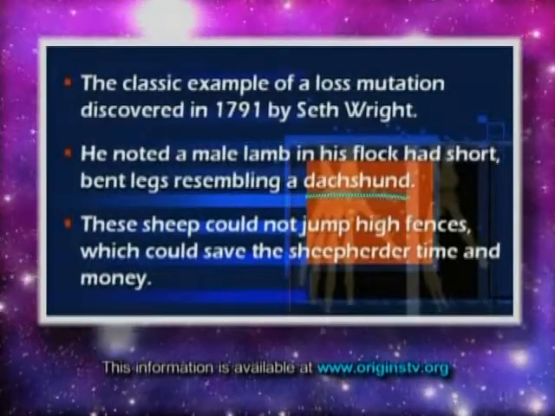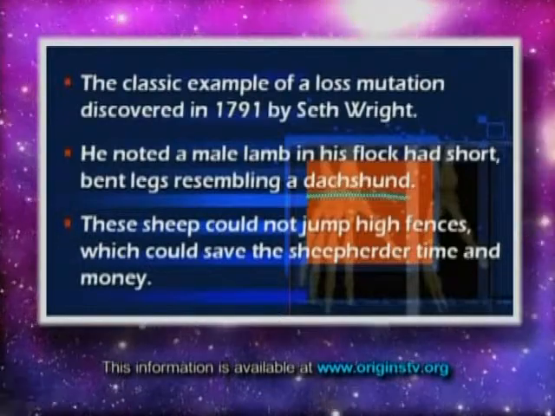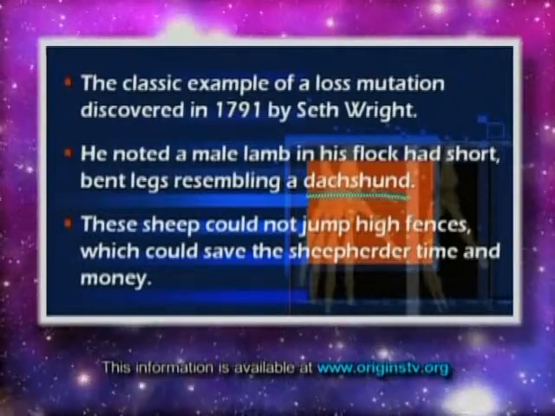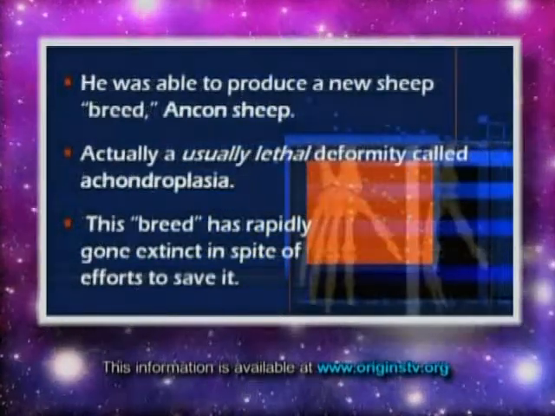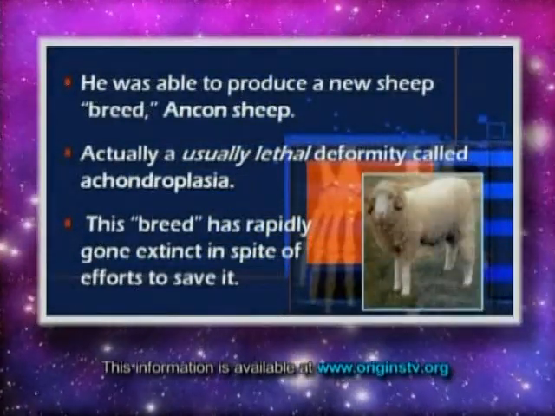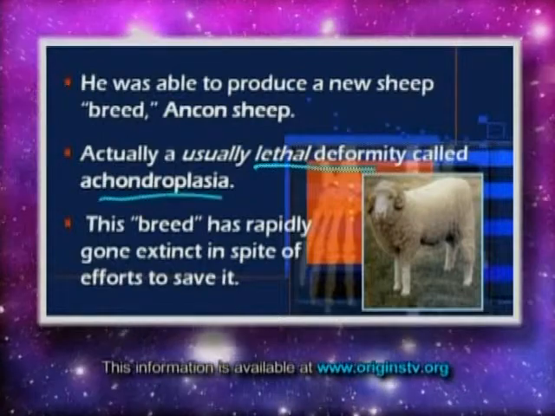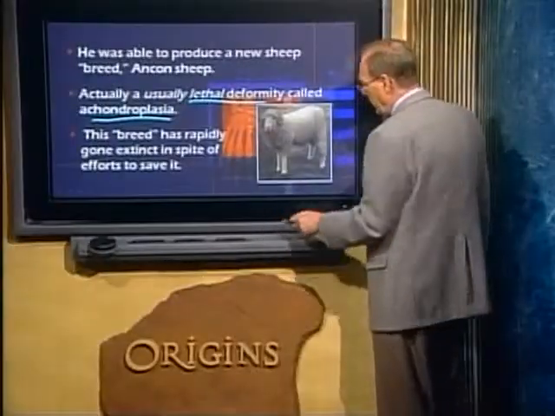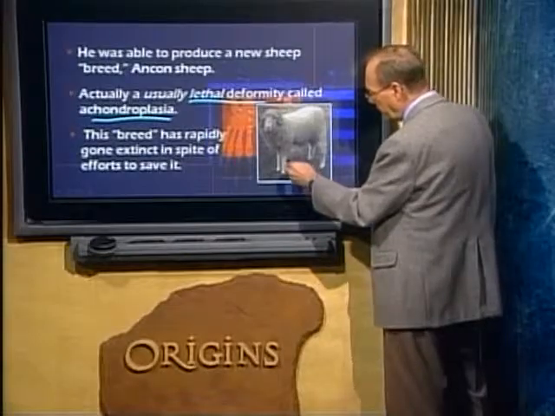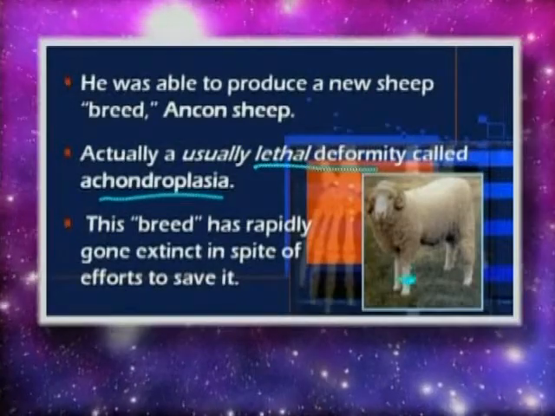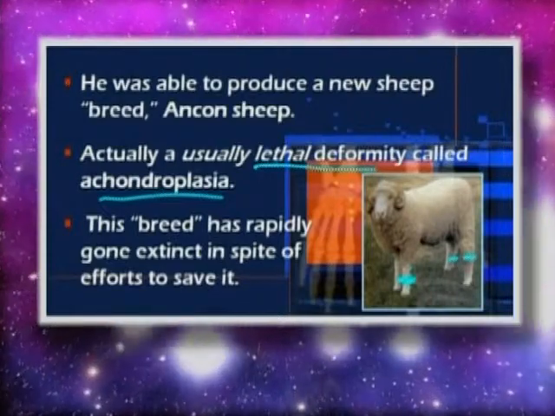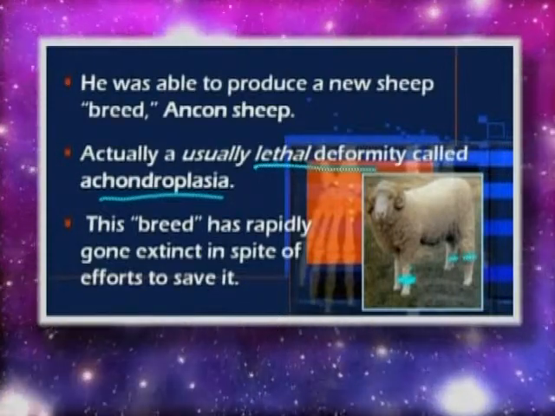And as far as they could see, the meat was just as good, the fur was just as good, the wool. So they thought, gee, this is great. But what they found was that this is actually a lethal deformity which is called achondroplasia. And this is a normal sheep, but the mutation basically caused the legs to be not this long, but much, much shorter. So as a result, it just looked like a normal sheep with very short legs.